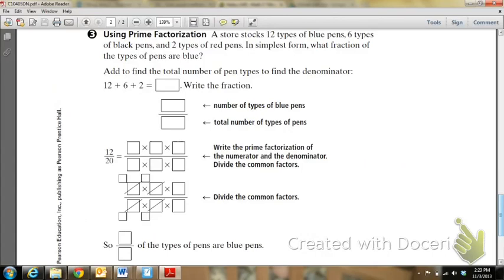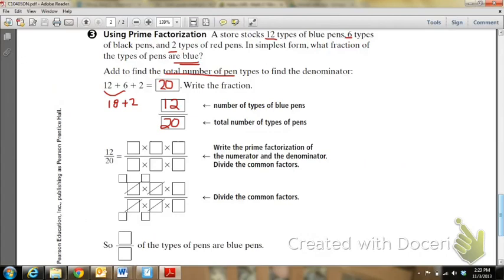All right. So let's figure some things out here. First, we're going to find the total number of pens to find the denominator. So we add up all the types, 12 and 6 and 2. So 12 and 6 makes 18, plus 2 more makes 20. And they want what type are blue. So I have 20 total pens, and how many are blue? 12 of them are blue.